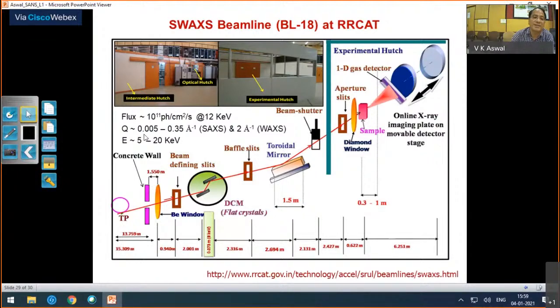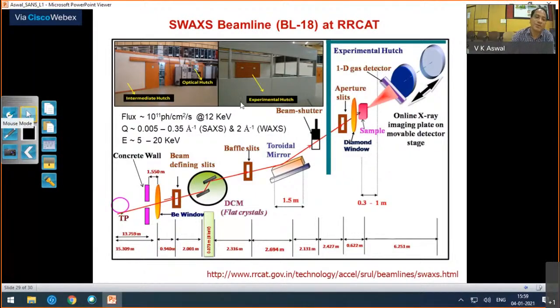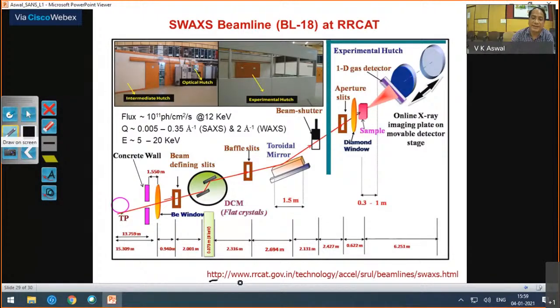This is the Q range in small angle scattering you can cover: 0.005 to 0.35 angstrom inverse, and there is also the wide angle range you can cover. The energy can also be changed in the range 5 to 20 keV. So those who are interested can make use of this facility. They can look at the details on this website and make use of this facility.